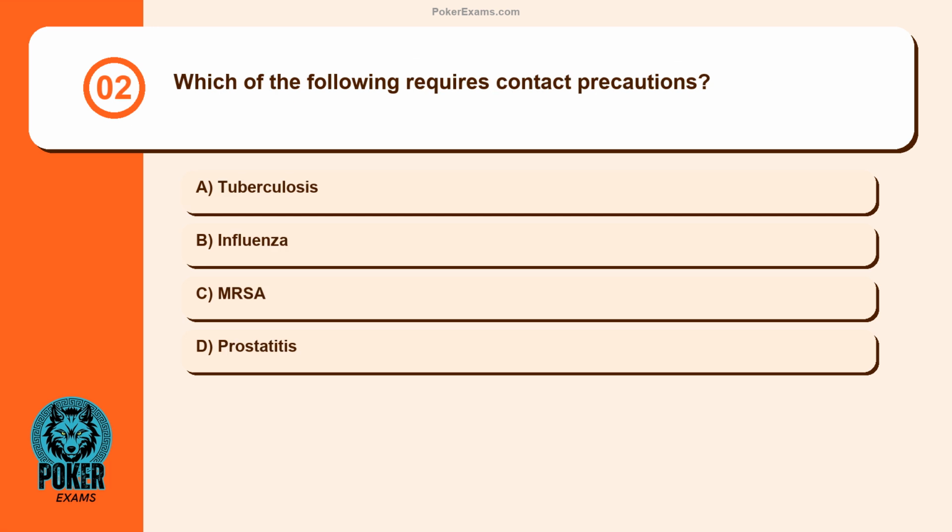Question 2. Which of the following requires contact precautions? Tuberculosis, influenza, MRSA, prostatitis.